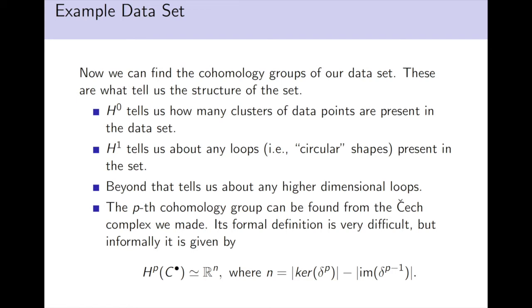And the higher cohomology groups just tell us about higher dimensional loops that might be present. So H2 would tell you about three-dimensional loops, H3 would tell you about four-dimensional loops, and so on. Now, it's up to whoever provides us with this data as to what the presence of these gaps and holes actually means, but the fact that we can find those gaps and holes is very useful to researchers.